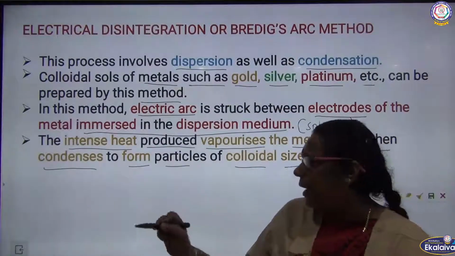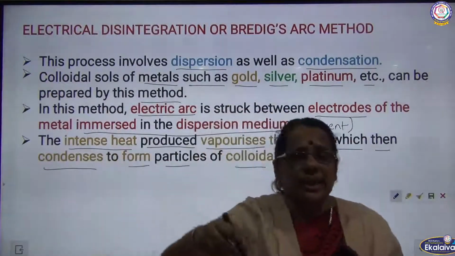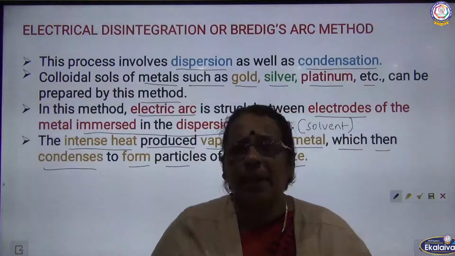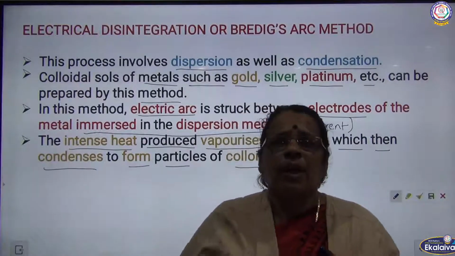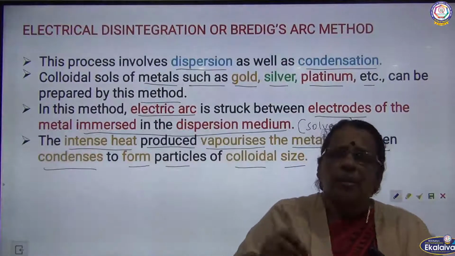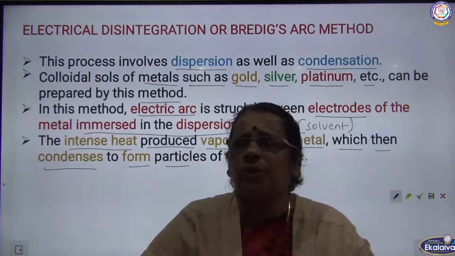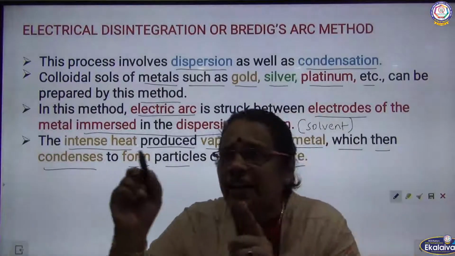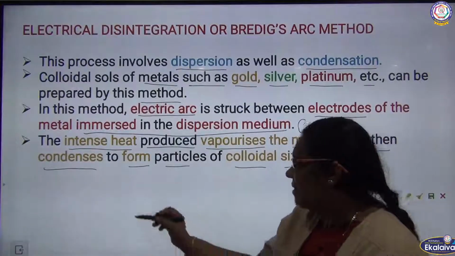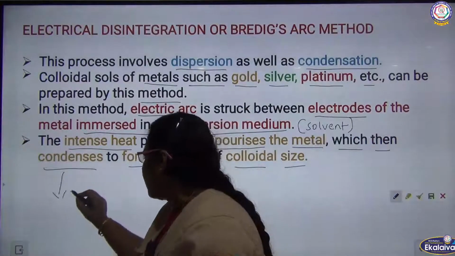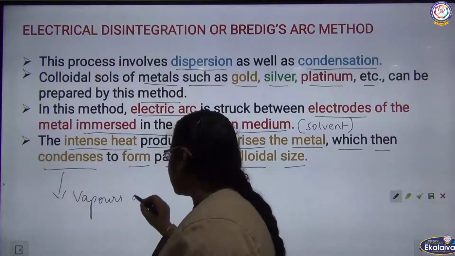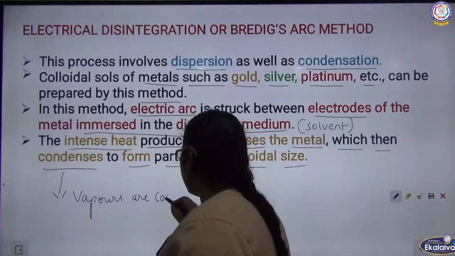When these metal vapors are dispersed in the dispersion medium, what is happening? Condensation is taking place. What is condensation? Vapors are converted into liquid.